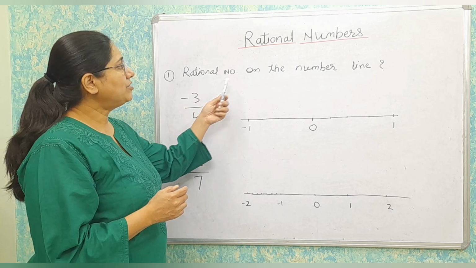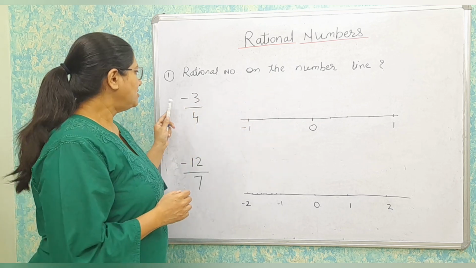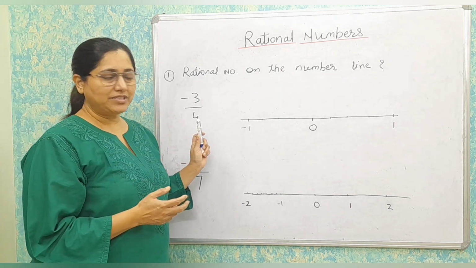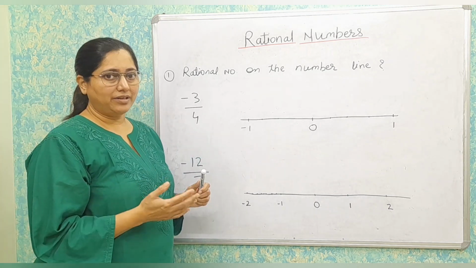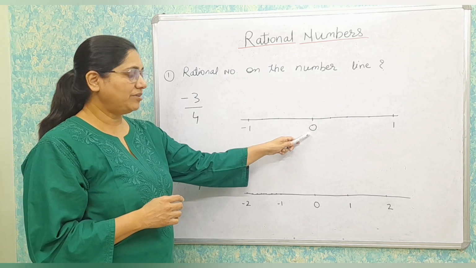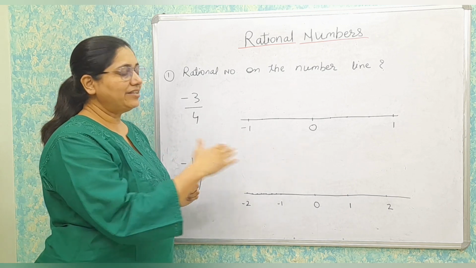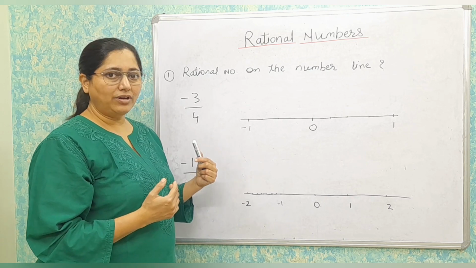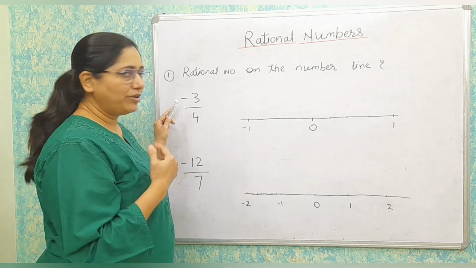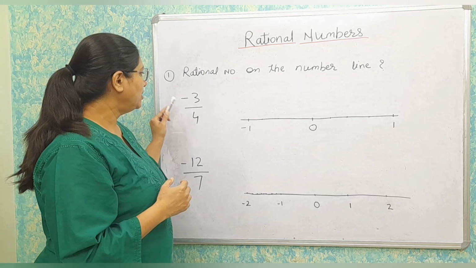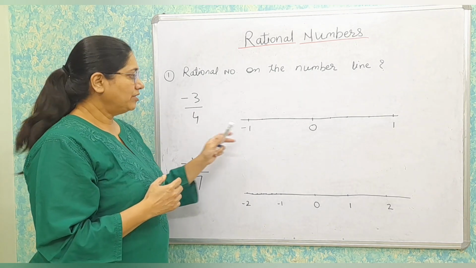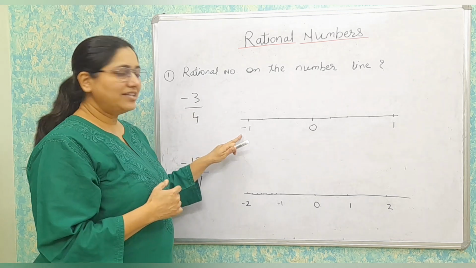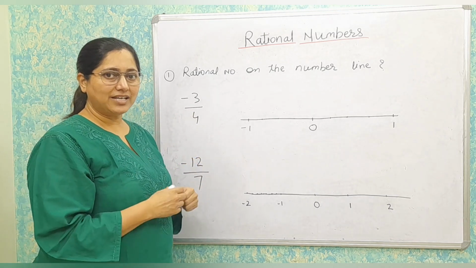Represent rational numbers on the number line. See, this is a rational number minus 3 upon 4 and I have to represent it on a number line. Every number line has 0 in the middle and on the right hand side there are all the positive numbers and on left hand side there are all negative numbers. But what about this minus 3 upon 4? This minus 3 upon 4 definitely will lie on the left hand side, but it is less than minus 1. Why is it less than minus 1?